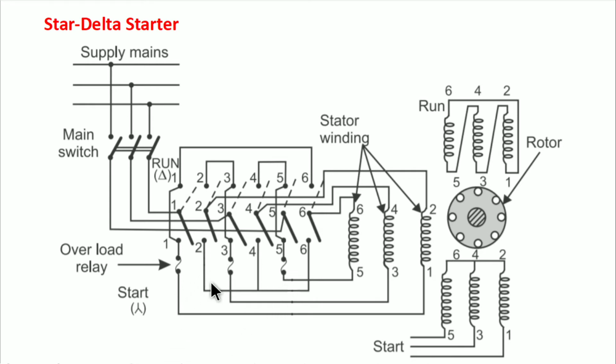Now the 2, 4 and 6 number terminals of the star position of the switch are short circuited. One more thing you can note in the diagram is that the 1 and 1 terminals, top and bottom, are short circuited, 3 with 3 and 5 with 5. These supply line terminals are short circuited. Now let us see what happens when we start the motor. We switch on the supply.